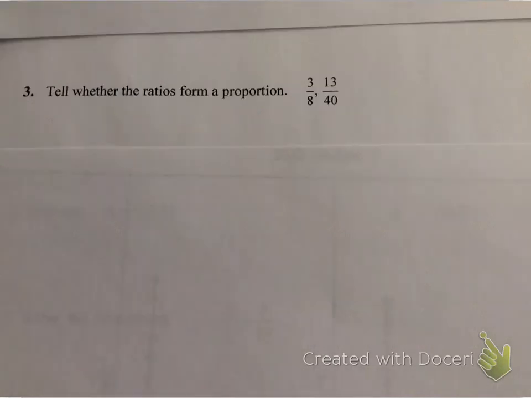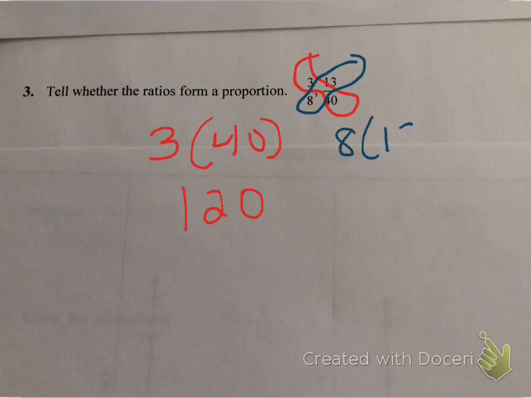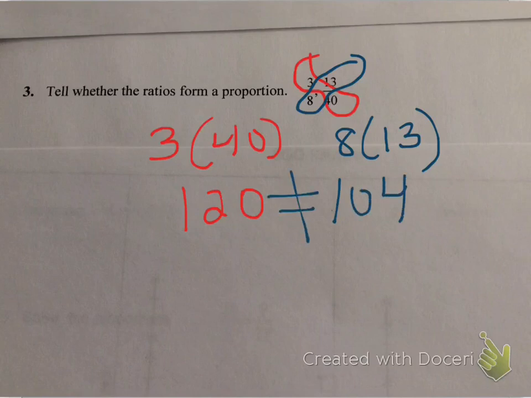Number 3, we have 3/8 and 13/40. Are they proportional? Well, we could use the cross product property, 3 times 40, which gives me 120. And then we could do 8 times 13, which is 104. And 120 does not equal 104, so they are not proportional.